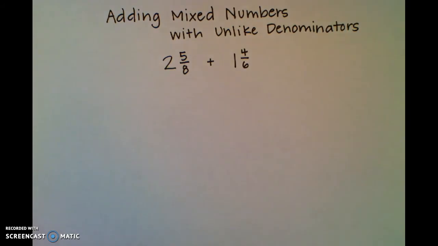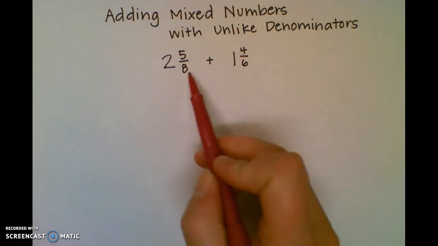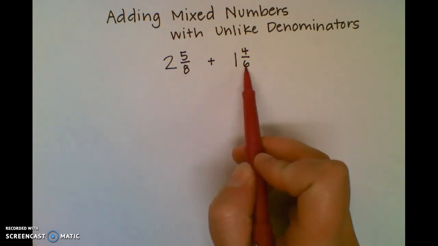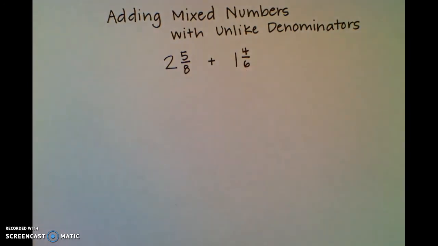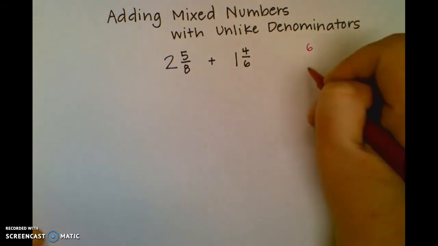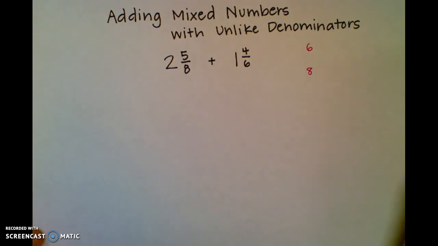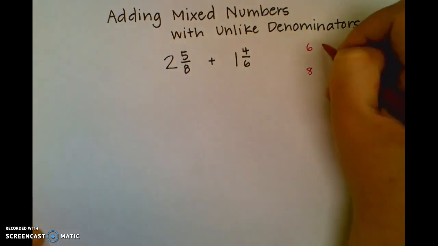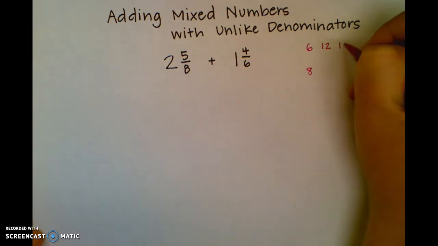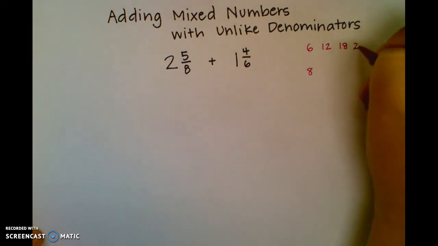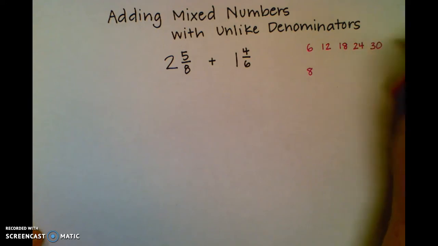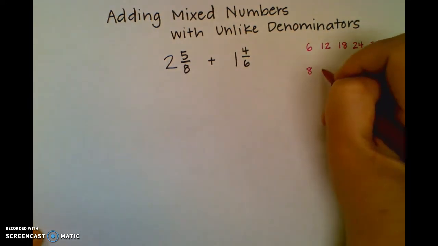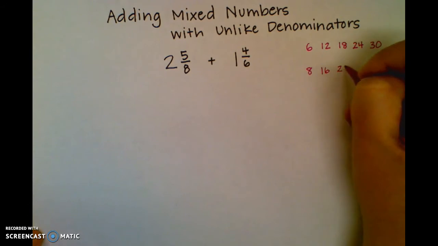Okay? So the first thing that I need to do is determine which denominator I need to use. Okay, and so the first thing that I'm going to do is find that denominator. One of the ways that I can do that is I can list my multiples of my denominator. So I can list multiples of 6 and 8, and so I can do that way. 6 times 2, times 3, times 4, times 5, 8 times 2, times 3.